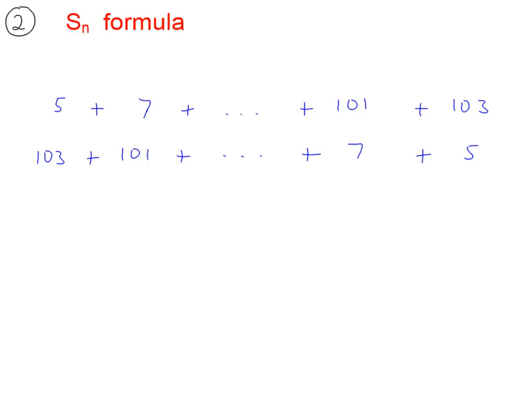So to come up with a formula, I've written the sequence and the same sequence in reverse order, and I know this is my first term, and this is my first term plus a common difference, a plus d. So what will this be? It'll be exactly the same.